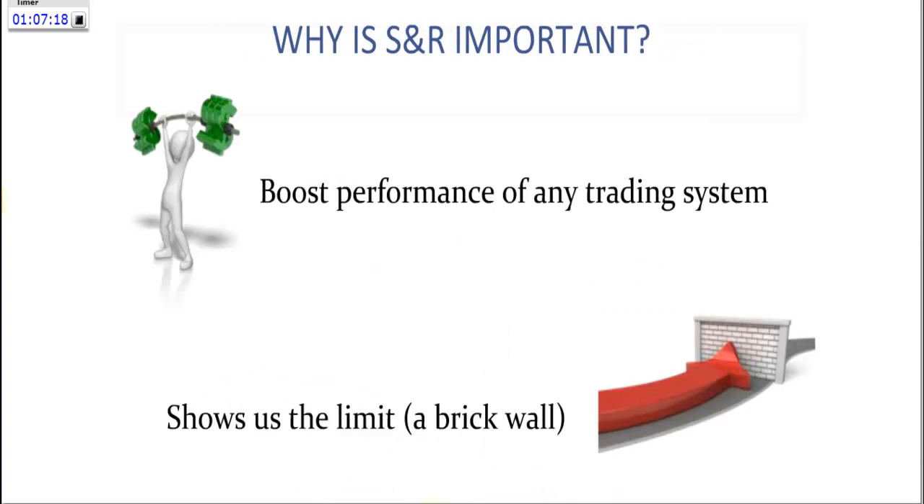So why is support and resistance important? Well, quite frankly, support and resistance is important because it can boost the performance of any trading system. Because support and resistance shows us the limits where the buyers and sellers are prepared to go, it can actually give us a line in the sand to trade off of. Once we know where the buyers and the sellers are, we can actually structure a trade to take advantage of the buyers or the sellers.